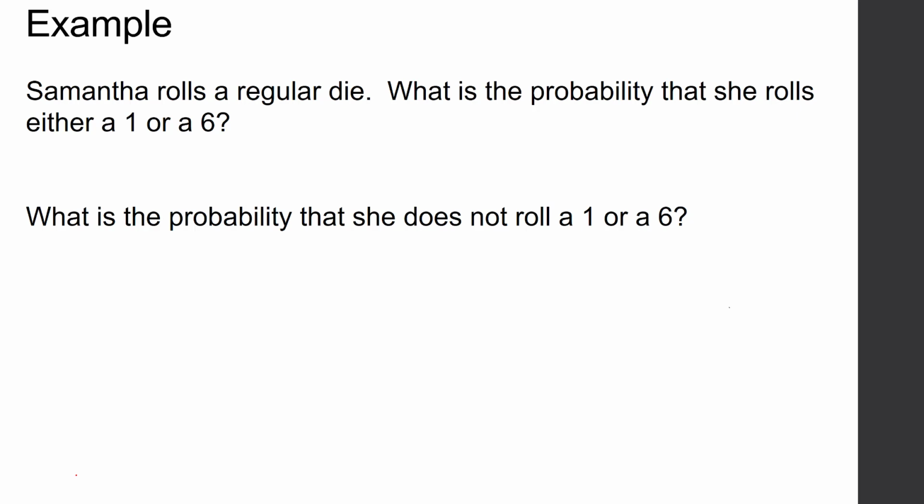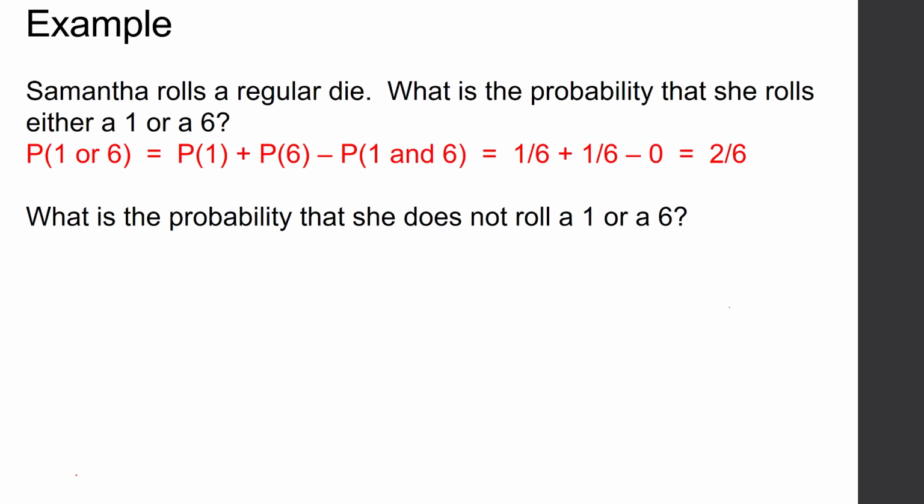All right, so for example, Samantha rolls a regular die. What's the probability she rolls either a 1 or a 6? Well, that's the size of the circle for a 1 plus the size of the circle for a 6. So the size of the event for a 1, the size of the event for a 6. Remember, we're double counting the intersection, so we have to subtract it out once. The probability of rolling a 1 and a 6. But here, they're disjoint. You can't roll a 1 and a 6 at the same time, so the size of the intersection is 0. So you end up getting 2/6.